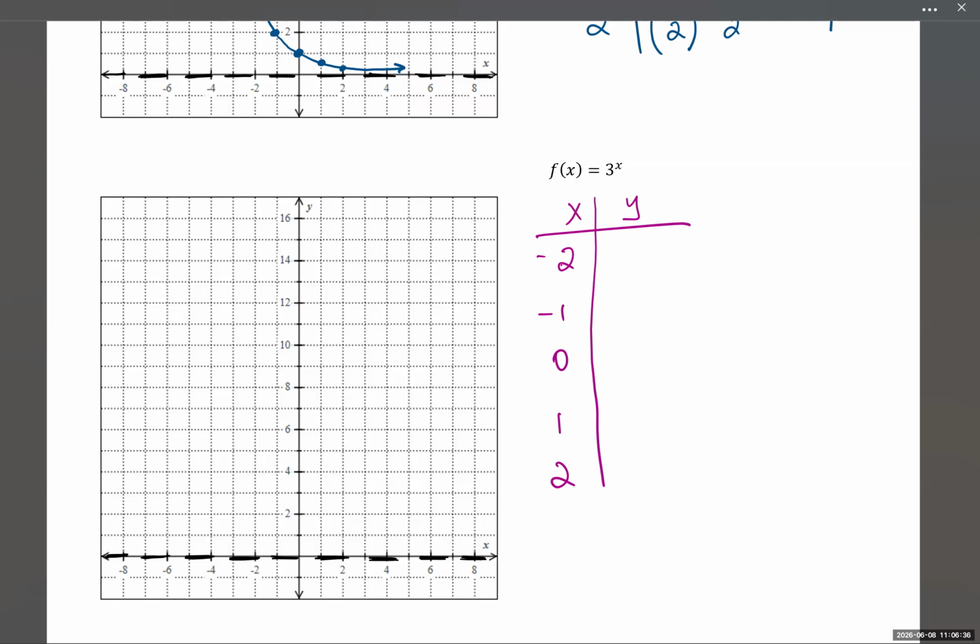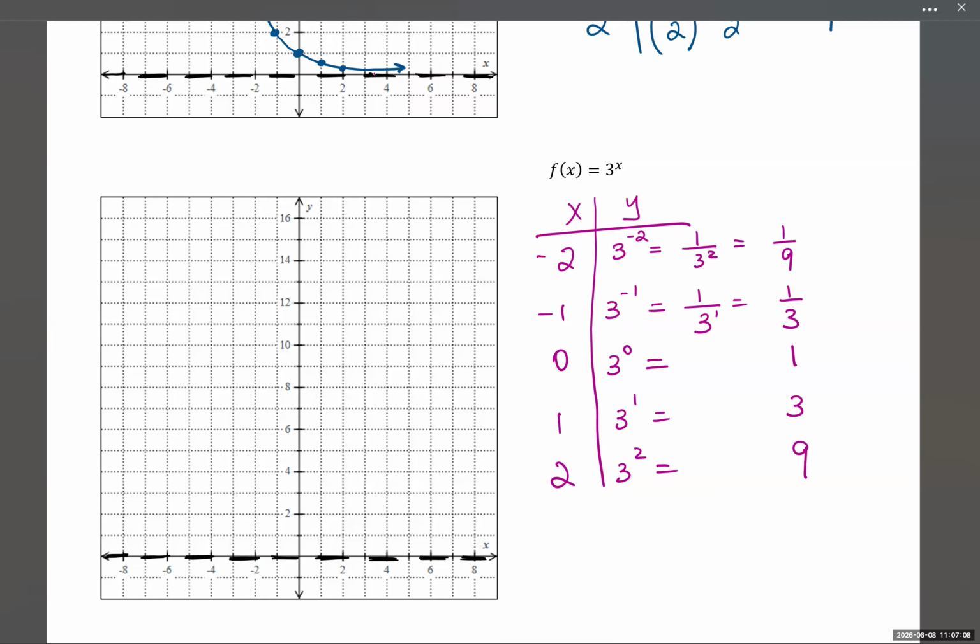So y, when x is -2, y would be 3 to the -2, which is 1 over 3 squared, which is 1 over 9. When x is -1, y is 3 to the -1, which is 1 over 3 to the first, which is just 1/3. When x is 0, this is 3 to the 0, which is 1. When x is 1, this is 3 to the first power, which is just 3. And when x is 2, it's 3 squared, which is 9.